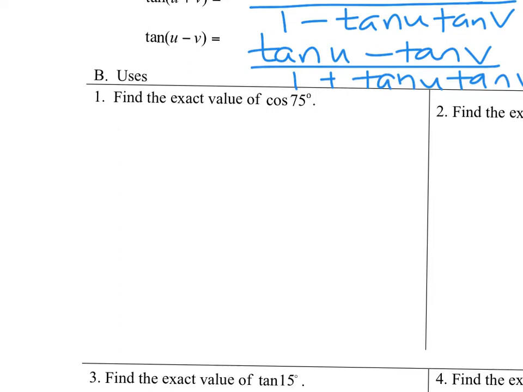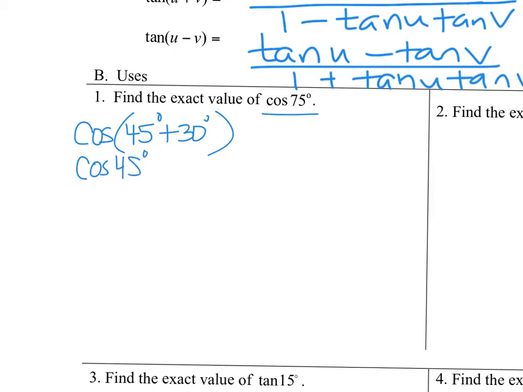So what we do is we break this up. The cosine of 75 is the cosine of 45 plus 30. You break it up into angles that you know. I know the cosine of 45 and I know the cosine of 30, so let's go ahead and do this. You can't just distribute though, you have to use the cheer. So cosine, cosine, sine, sine. We're going to go cosine 45, cosine 30, change the sign, minus sine 45, sine 30.